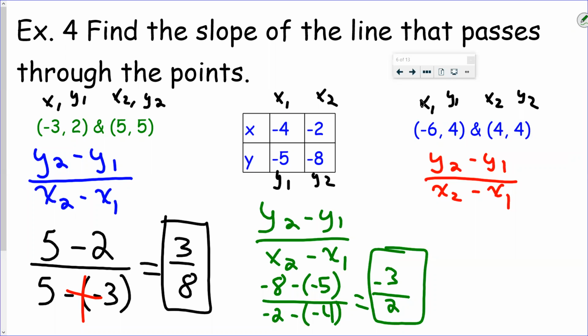Then we use substitution. Y2 is 4. Y1 is 4. X2 is 4. X1 is -6. 4 minus 4 is 0. 4 minus -6 is 10. So we have 0 over 10. Well, 0 divided by anything is 0. Because if you have $0 and you split it evenly amongst 10 people, everybody's going to get $0.